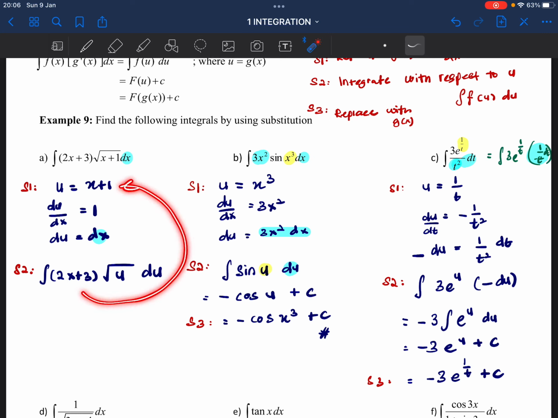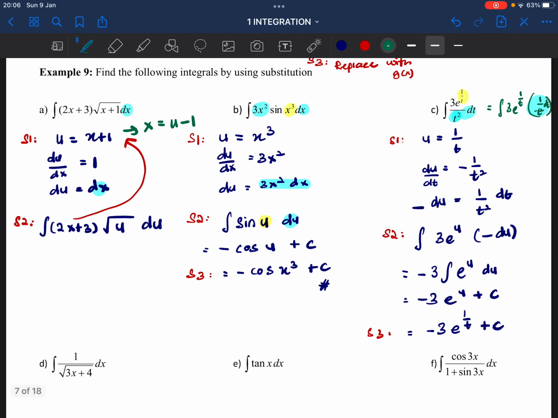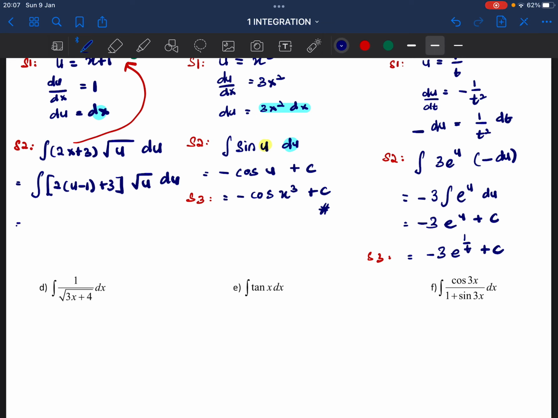Back to the first step, when we let u equals x plus 1, we make x the subject, which means x equals u minus 1. So we are going to substitute x equals u minus 1 into the question here. So that will be 2 times u minus 1 plus 3, square root u, du. Just simplify everything. That will be integrate 2u minus 2 plus 3, that will be plus 1, square root u du.